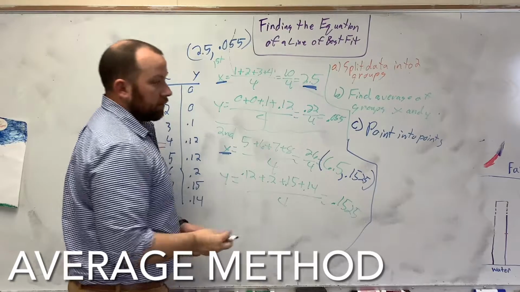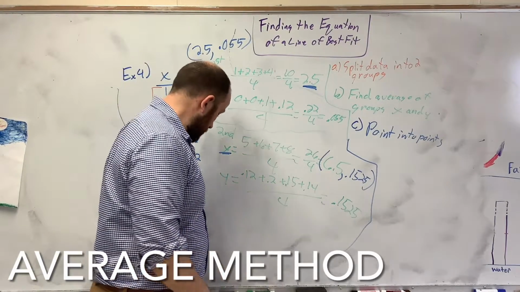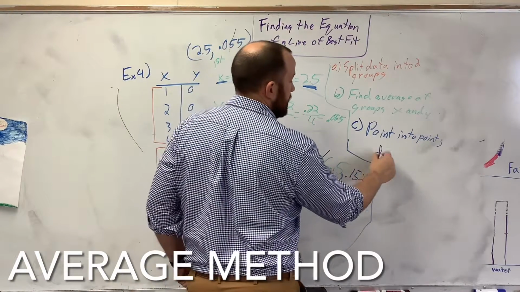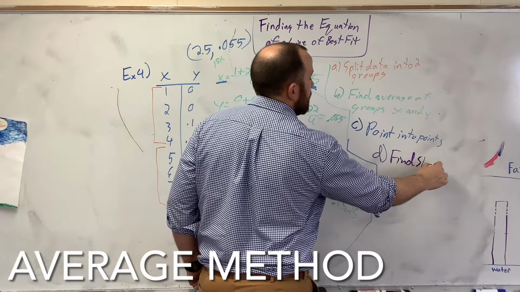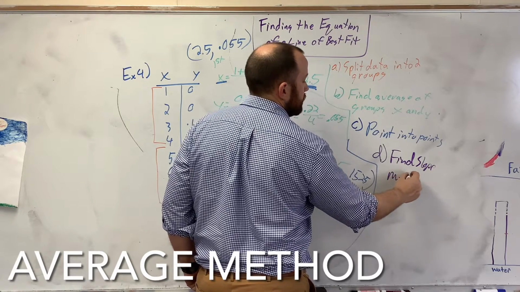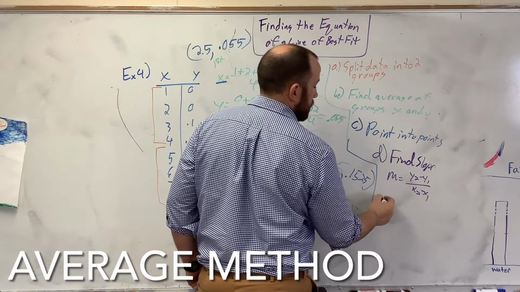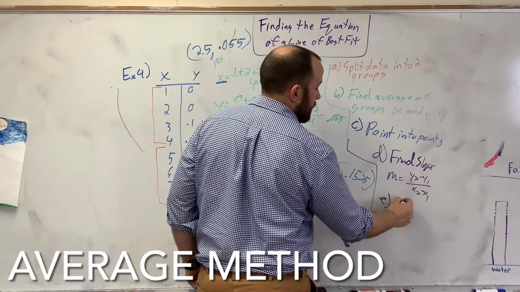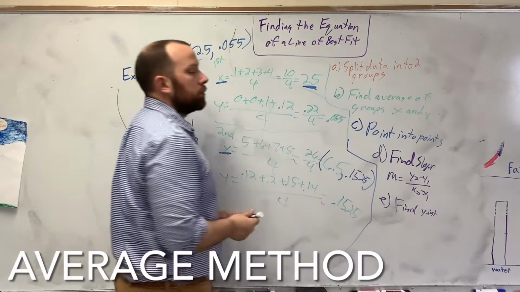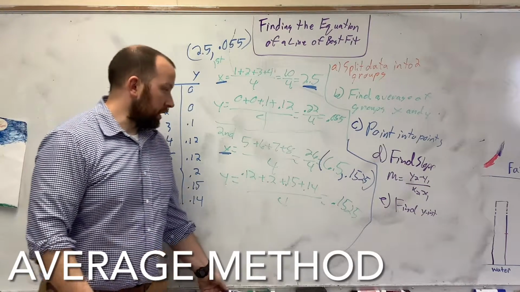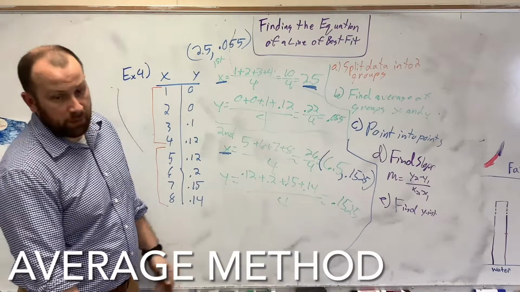Then the rest of it is how you always do it. I'm not going to go through it, just to save time. You're going to find the slope using the slope formula. If you need to know how to do that, look at earlier in the video. And your last step is to find the y-intercept: you take the slope and plug in another point. If you didn't know how to do that, go back to an earlier video. And that is basically how you use the average method.